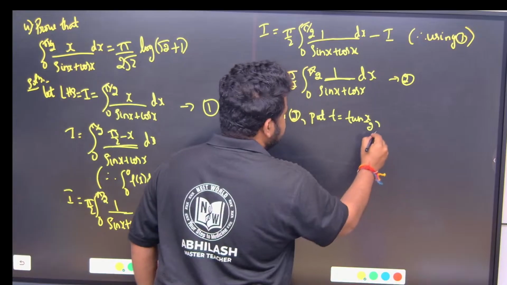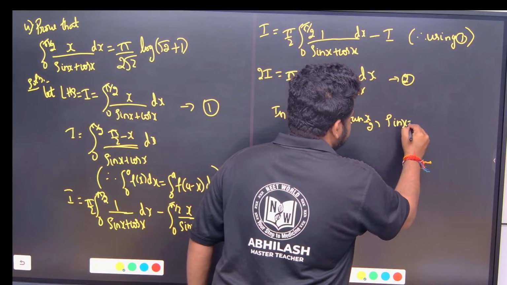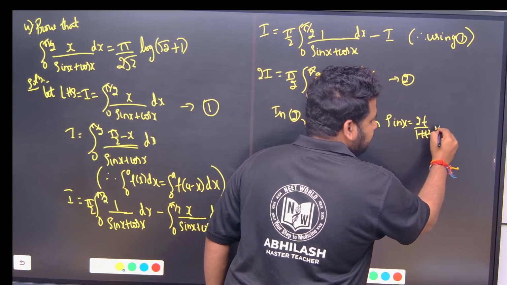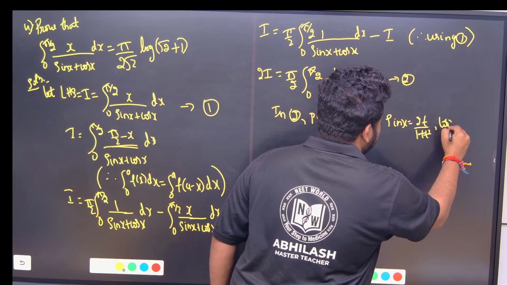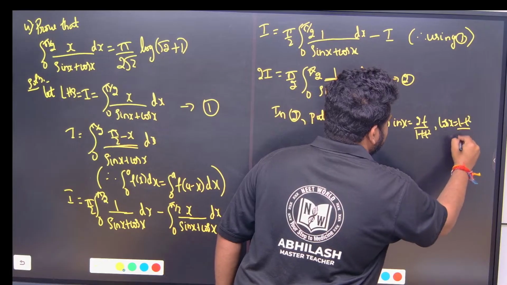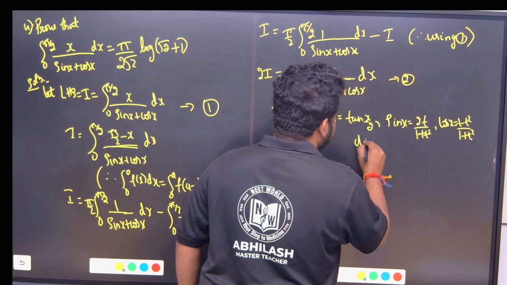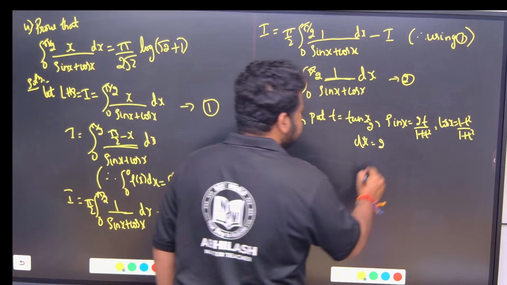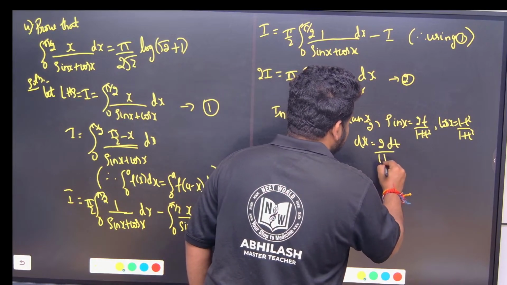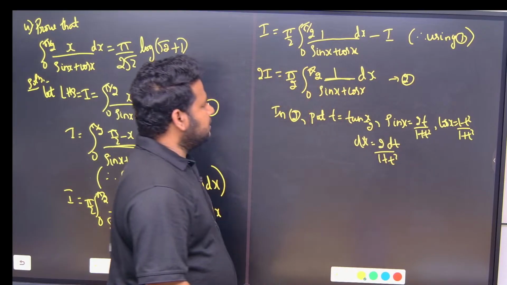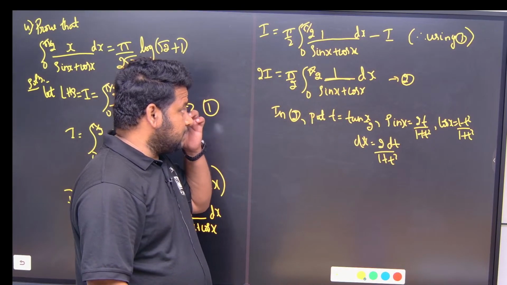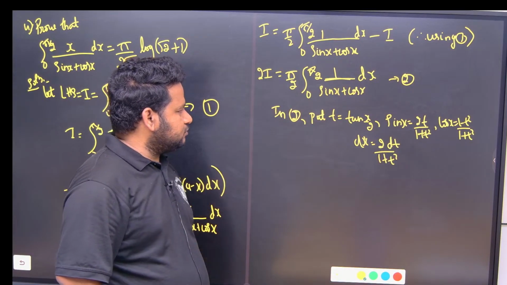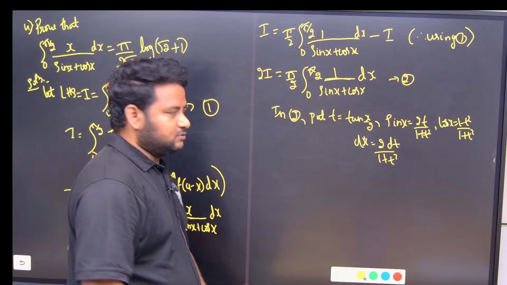Therefore sin x will be equal to 2t by 1 plus t square. Cos x will be equal to 1 minus t square by 1 plus t square. And dx will be equal to 2 dt by 1 plus t square, correct? So since t is equal to tan x by 2, dx is 2 dt by 1 plus t square. This is what we will have, friends.